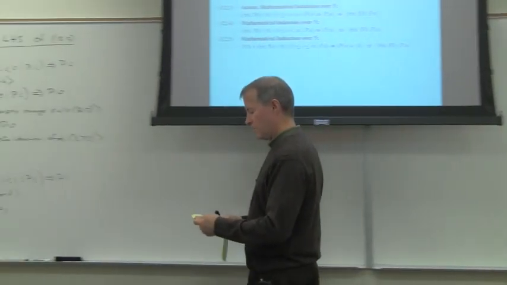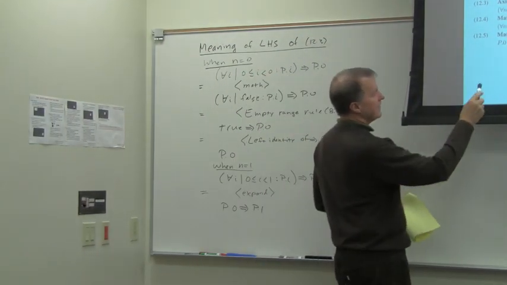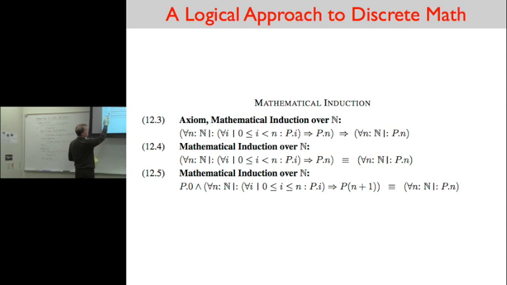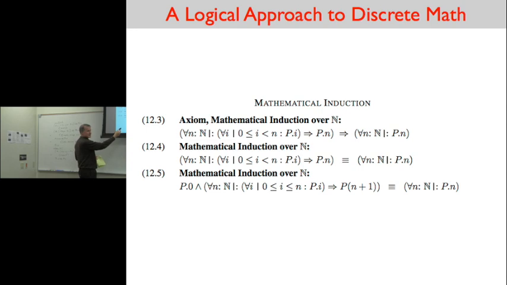How do you use the axiom? Well, this is the fundamental mathematical induction axiom over the natural numbers. What we're working up to is 12.5, which is what we actually use, because 12.5 has the base case split off here. So we're actually going to use 12.5. We will always have the base case, and we'll always use 12.5, and this will be the base case, and this will be the induction case. But this is the theory behind it.